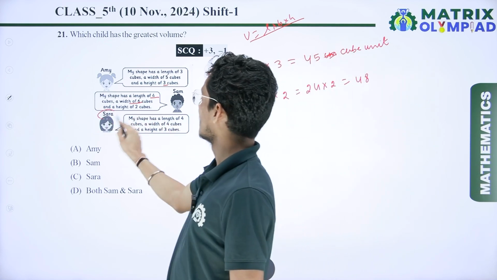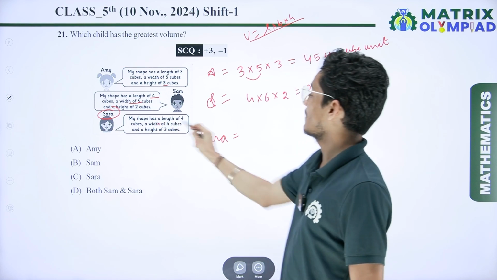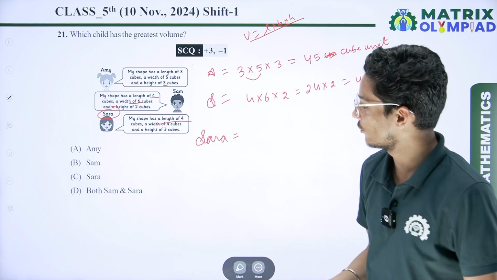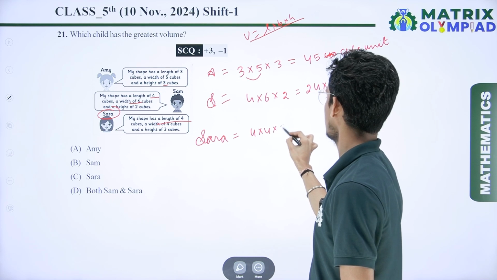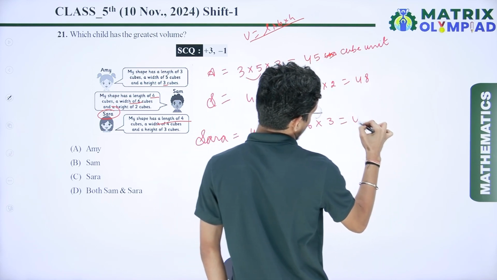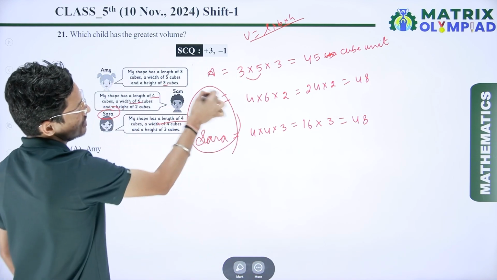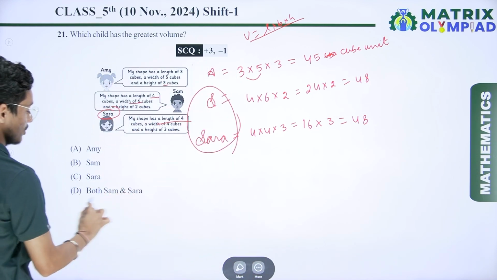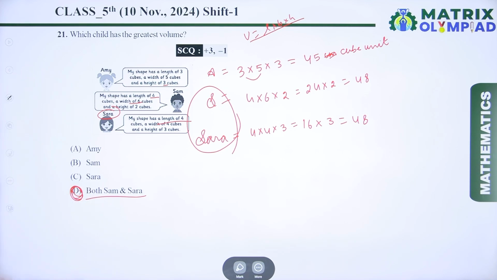If I talk about Sarah, Sarah says that my shape has length 4 cube, width 4 cube, and height 3 cube. I can write here 4 multiply by 4 multiply by 3. So 4 4s are 16 and 16 multiply by 3, that is 48 cube unit. So here I can say that both Sarah and Sam have the greatest volume. So option number D is the correct answer.